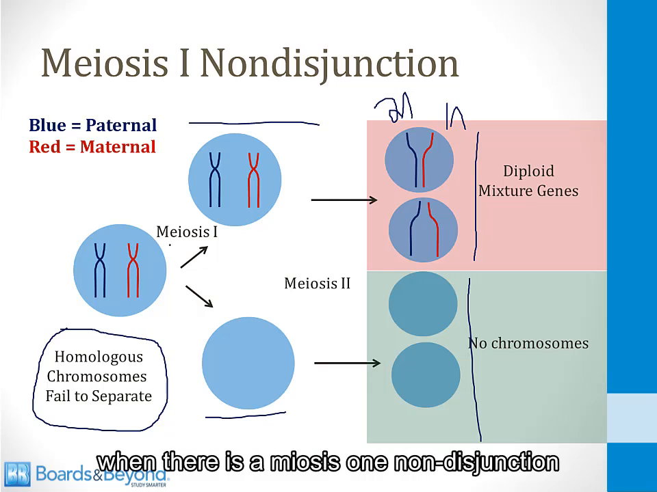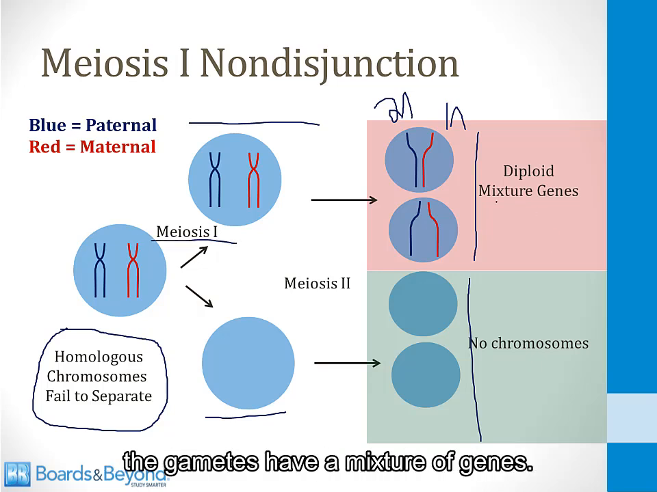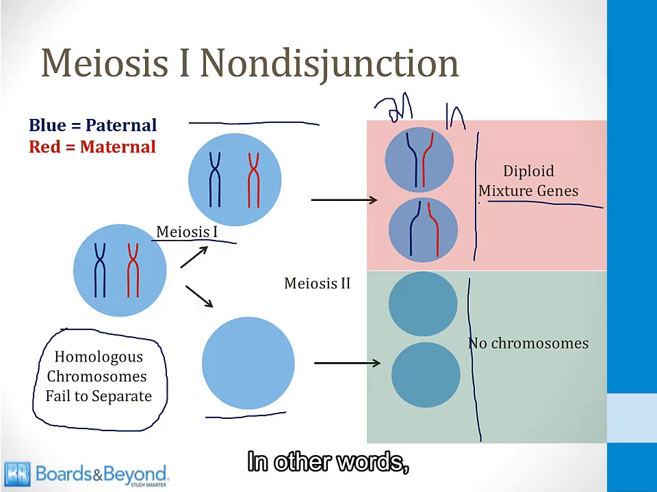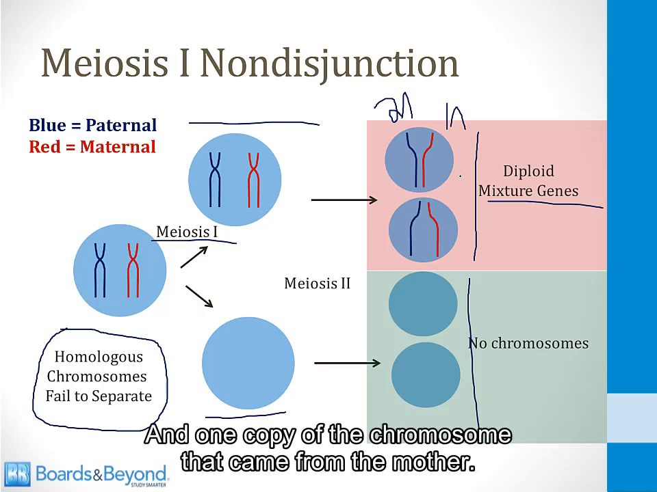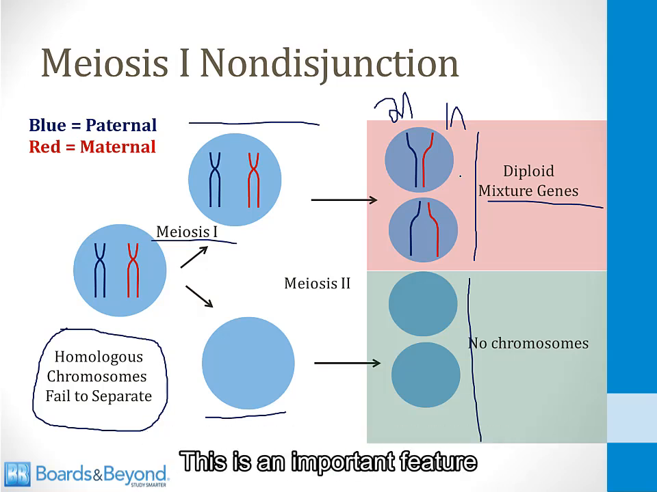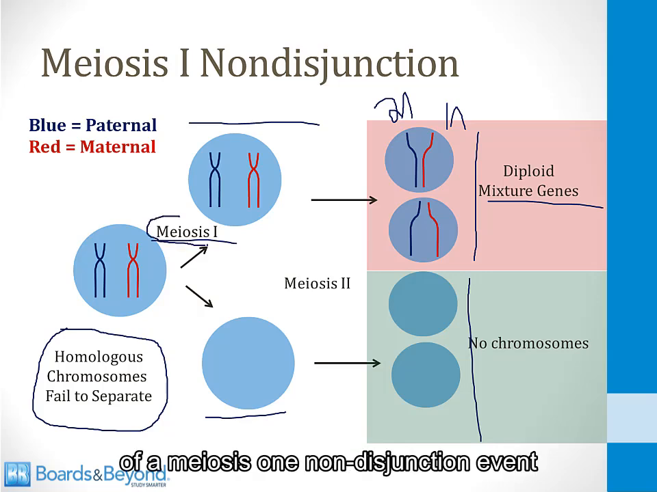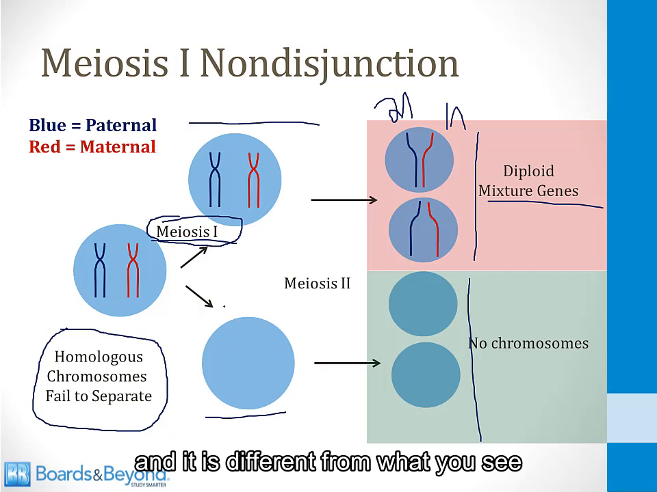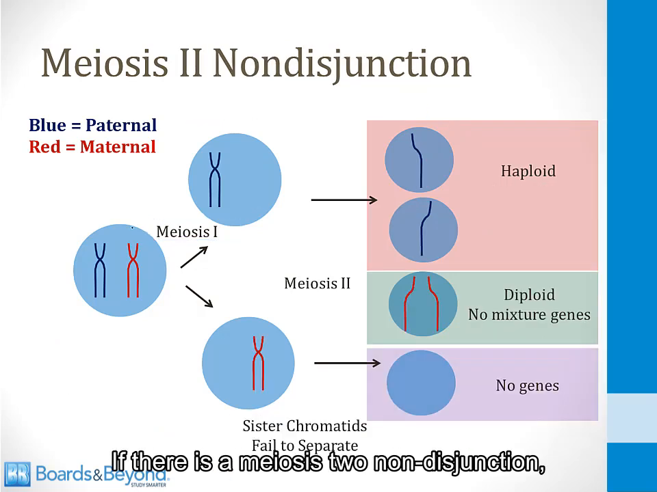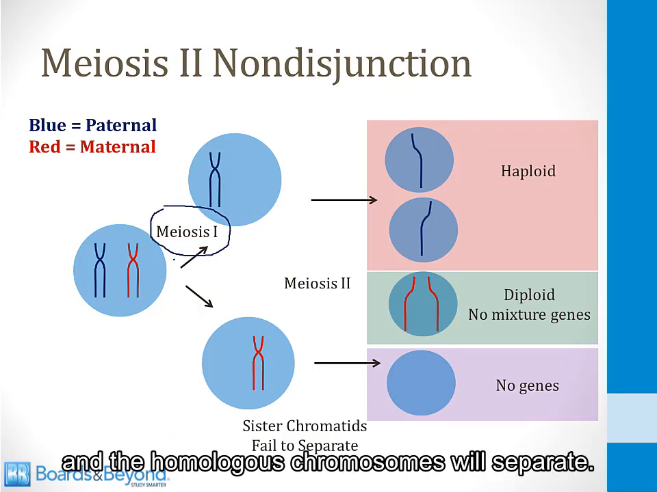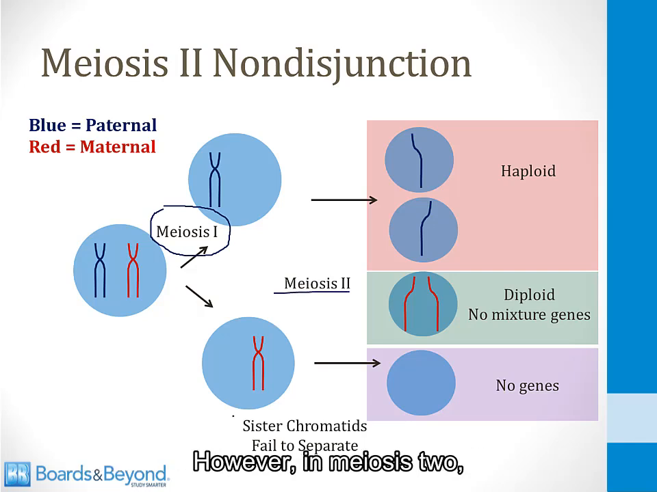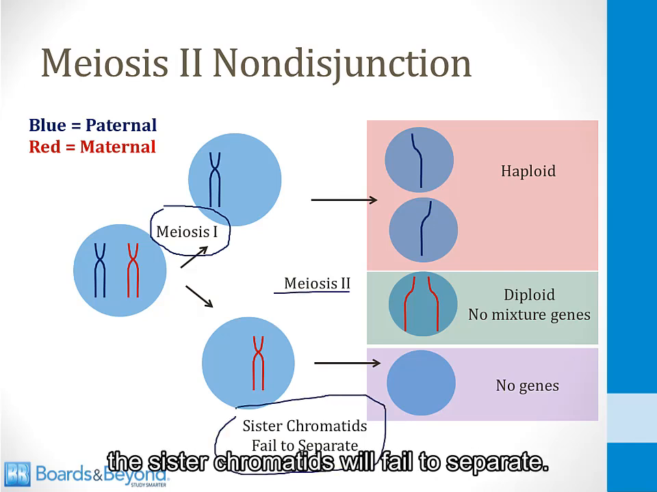They contain two copies of the chromosome that came from the parent. Importantly, note that when there is a meiosis I non-disjunction, the gametes have a mixture of genes. In other words, they have one copy of the chromosome that came from the father and one copy of the chromosome that came from the mother. This is an important feature of a meiosis I non-disjunction event, and it is different from what you see in a meiosis II non-disjunction. If there is a meiosis II non-disjunction, meiosis I will occur normally and the homologous chromosomes will separate. However, in meiosis II, the sister chromatids will fail to separate.